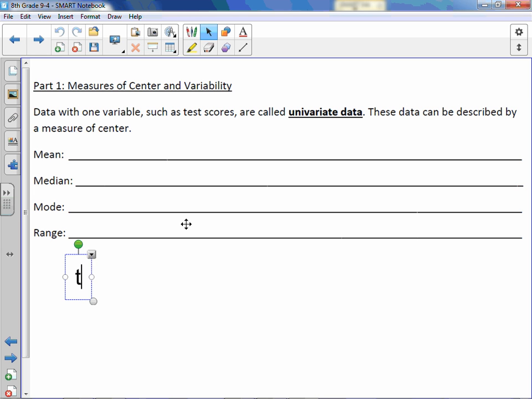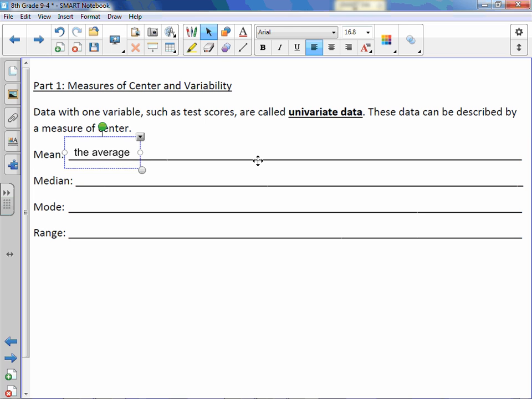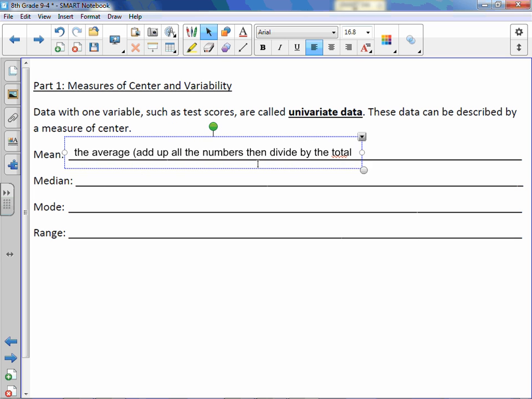The mean is also referred to as the average. And what that means is you add up all the numbers, then divide by the total number of data values.